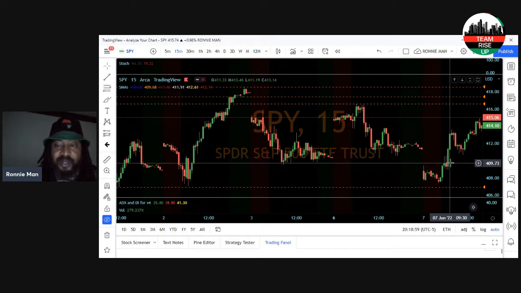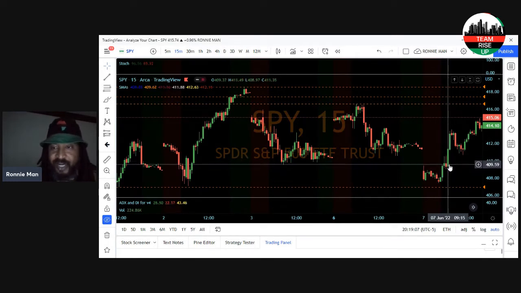I enter on this candle. It had gone up here. It retraced again, back down here. Somewhere in this general area, I entered.